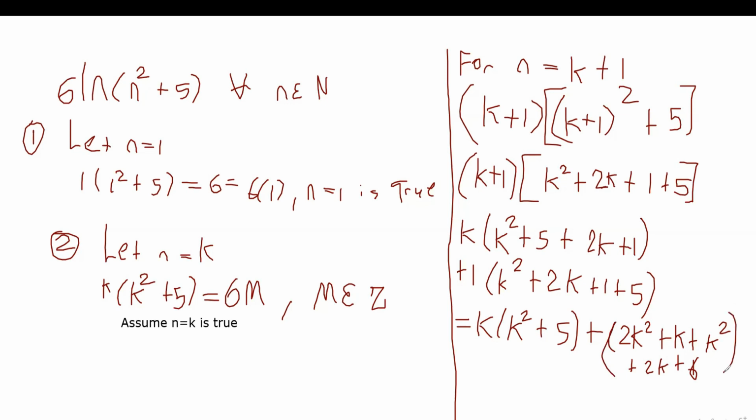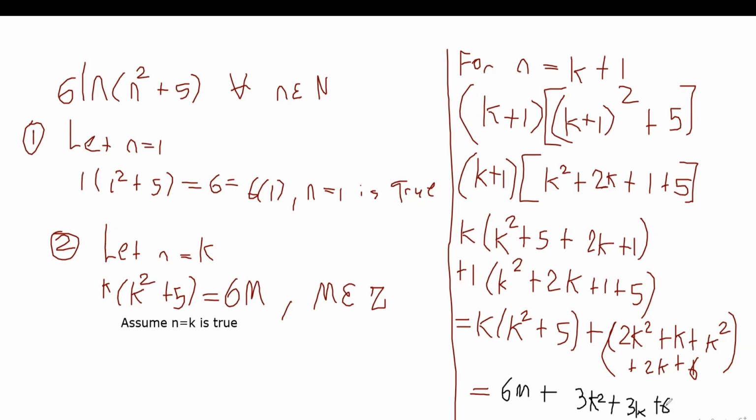Right, Marika? Yes, sir. Now, we're going to write everything now and say, but wait, that part from over there was 6m. Then this part now we're going to simplify as 2k squared plus k squared, that is 3k squared. And then we have k plus 2k is 3k plus 6. Now, Marika, follow where the math's gonna go now.